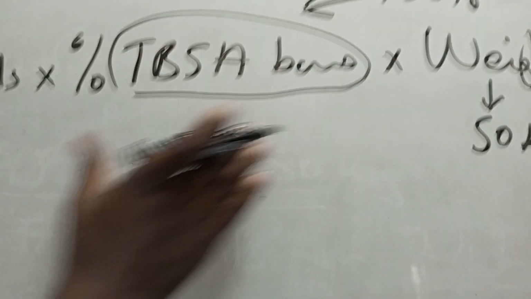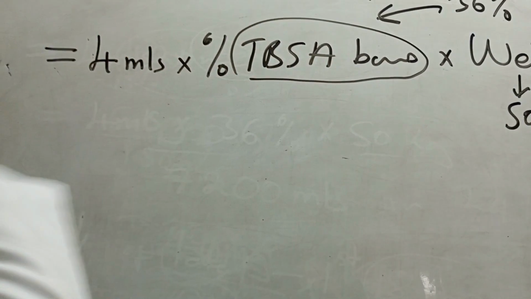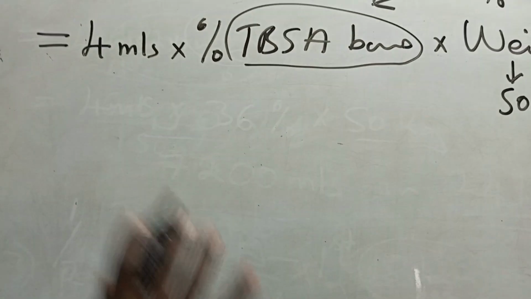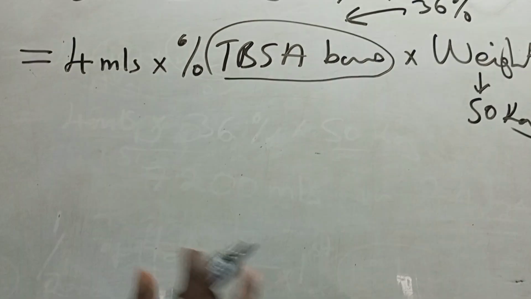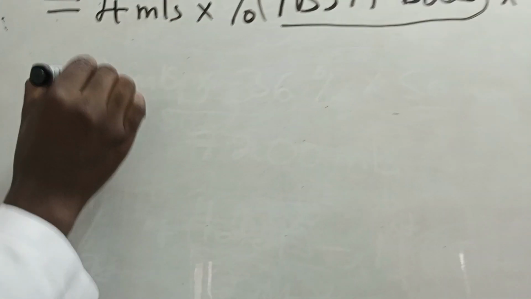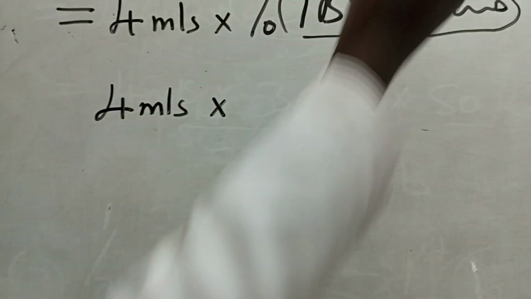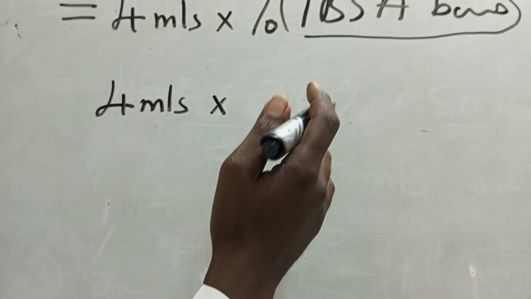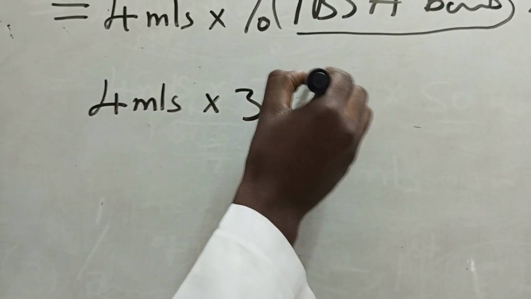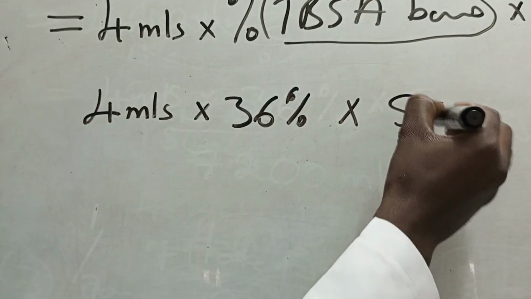So now that we have the information, we want to replace this data in our formula so that we find how many mL the patient will receive in that particular 24 hours. So let's replace our information. It will be 4 mL, of course, times our percentage. We are going with 36 since we have used the trunk, both posterior and anterior. So 36%. Then we multiply by the patient's weight, which is 50 kg.